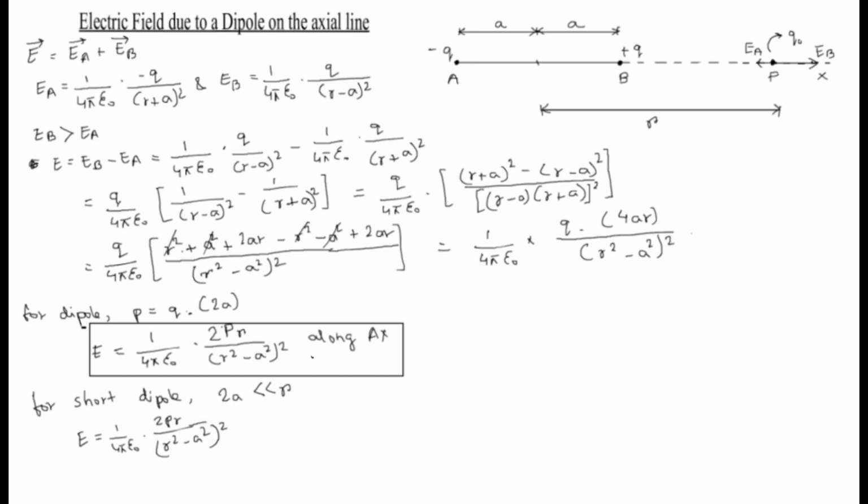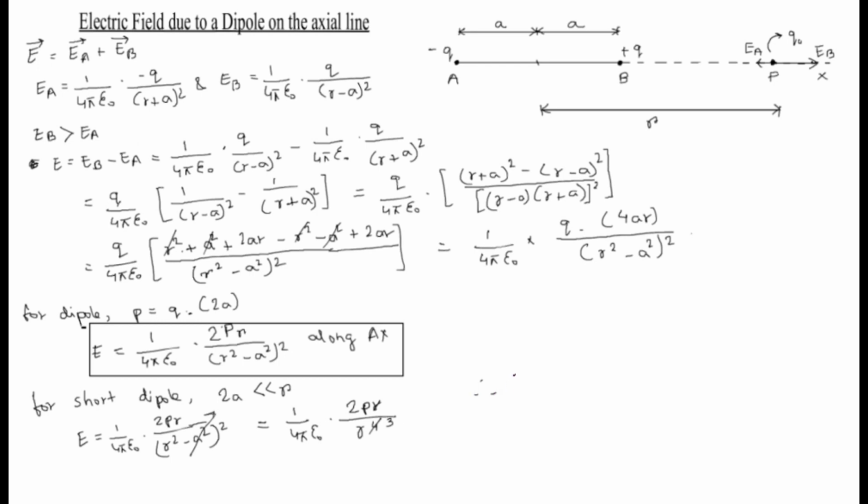Now, when this a is much less than r, in that case this r square becomes a very big value and this a square becomes a very small value. So subtracting a very small value from a very large value is negligible, and we can ignore this part, and this turns out to be 1 by 4 pi epsilon naught into 2pr by r to the power 4. This r gets cancelled with this one.